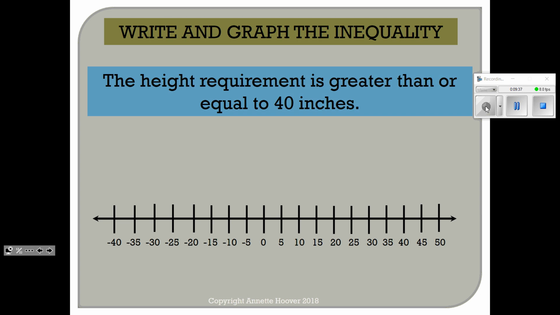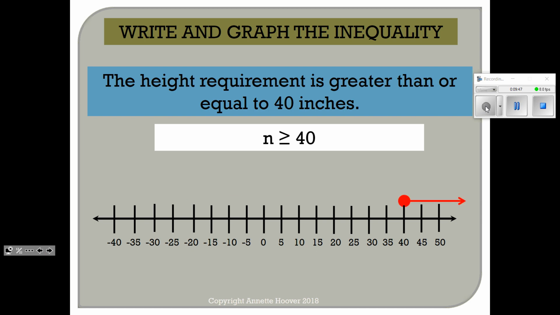Height requirement is greater than or equal to 40. So N is greater than or equal to 40. Because it's equal to, this time we use the filled-in dot. It could be 40, you could be 41, you could be 42 and a half, you could be 45 3/4. Anything greater than that.